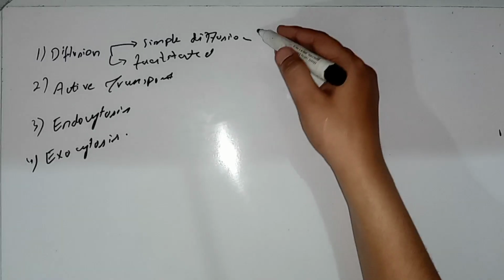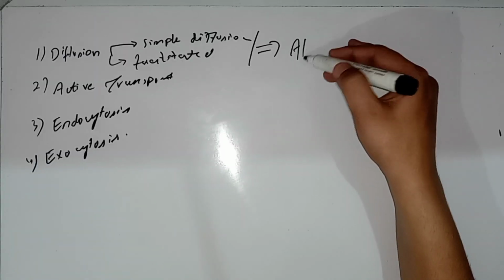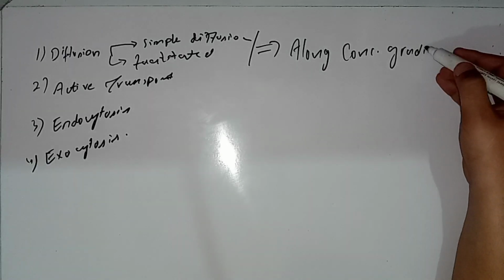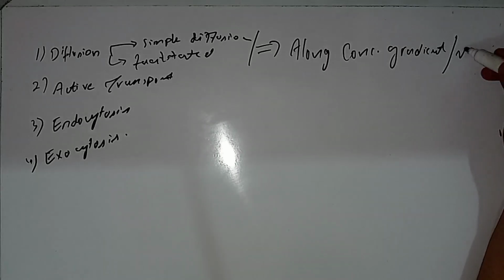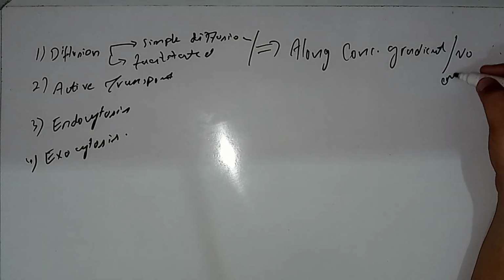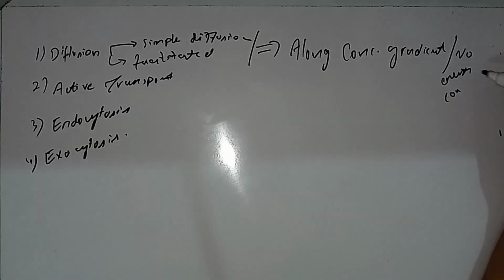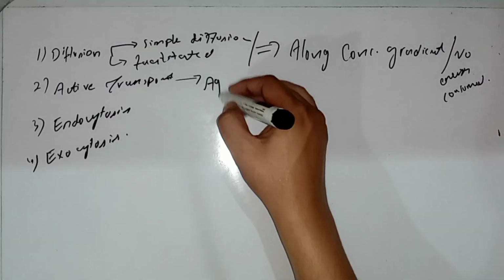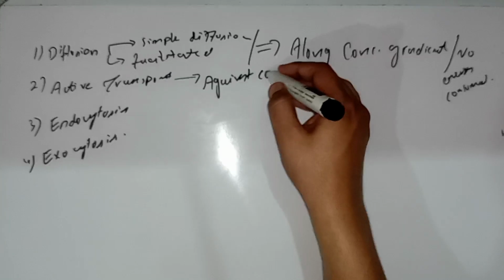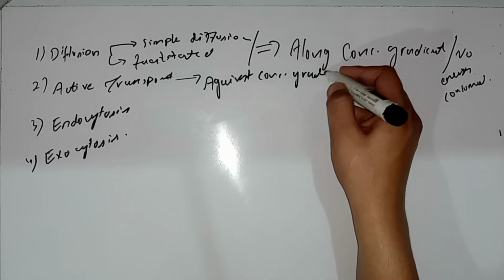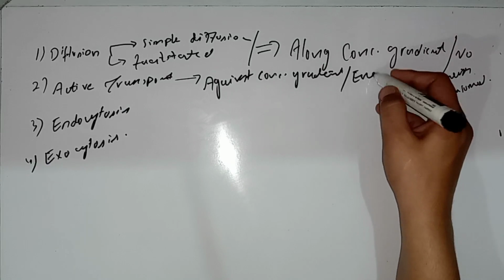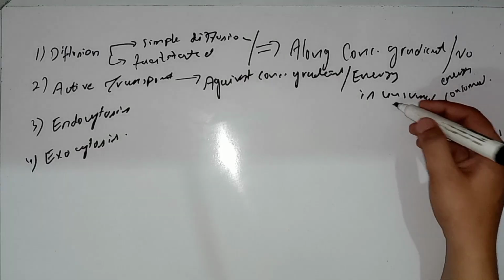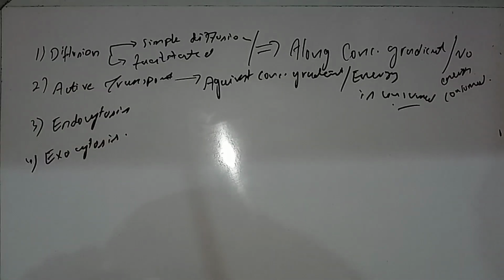So diffusion is movement along the concentration gradient, and no energy is consumed here. While active transport is against the concentration gradient, and energy is consumed here. Okay, so let's first discuss diffusion.